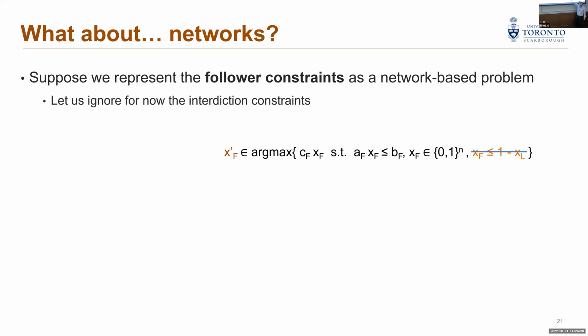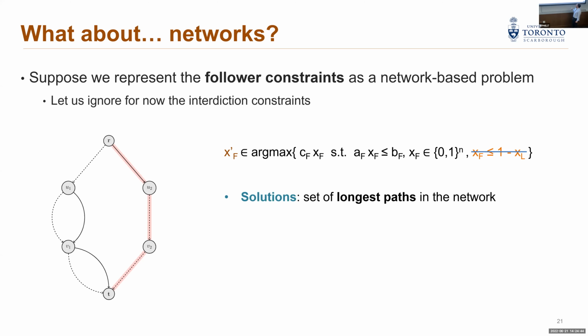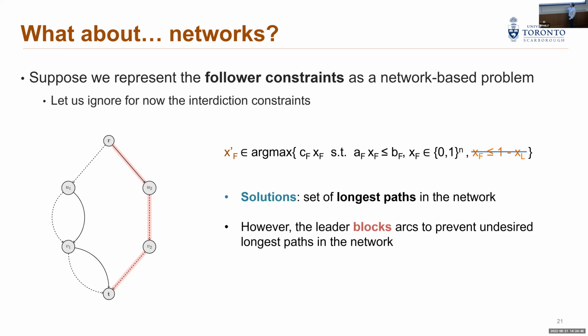Oh, but now this, I know how to do it, right? I can formulate it as a network problem, and then the solutions of the system are going to be the longest path of this network, correct? So here I have my beautiful network. Now, what happens? What is the leader problem doing? The leader problem is trying to prevent the longest paths from occurring, right? So that it could maximize its own cost.